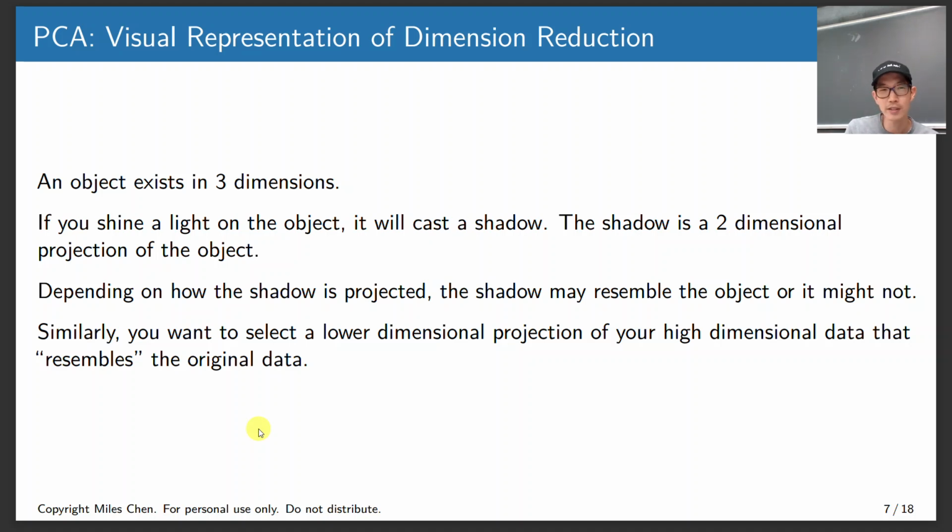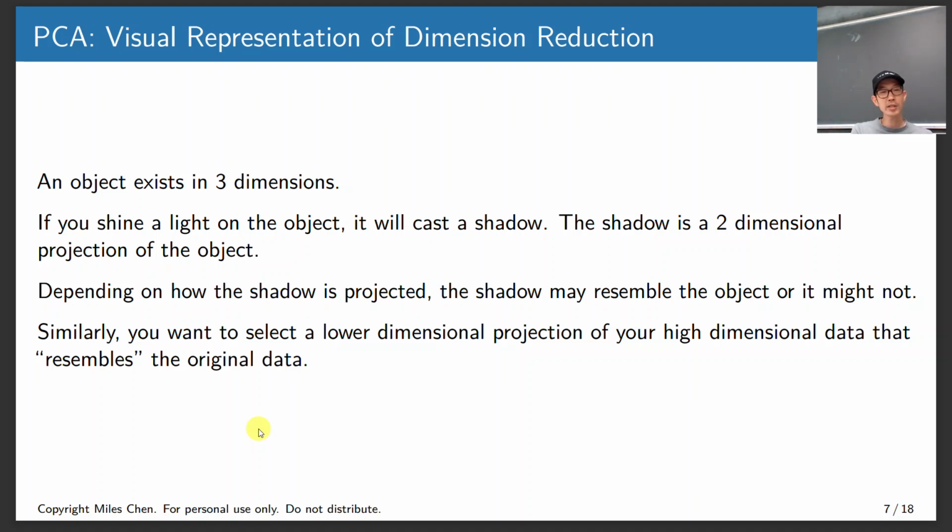I guess another way to think about dimension reduction is you can think of objects that cast shadows. Okay, and so everything that we interact with, every physical object we interact with, exists in 3 dimensions. But when you shine a light and that 3-dimensional object casts a shadow, the resulting shadow is 2-dimensional. Okay, and so that is an example of dimension reduction. You're going from a 3-dimensional object to a 2-dimensional shadow.